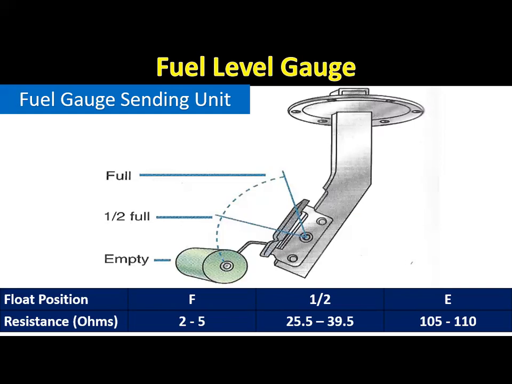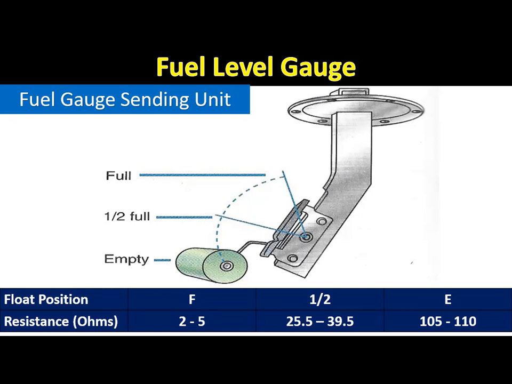The fuel level gauge contains a float mounted on an arm attached to the gauge. The float moves up and down with the level in the tank. As the float moves up and down, it moves a sliding contact on a variable resistor in the sending unit. High fuel level in the tank results in low sending unit resistance, and a low fuel level increases sending unit resistance.